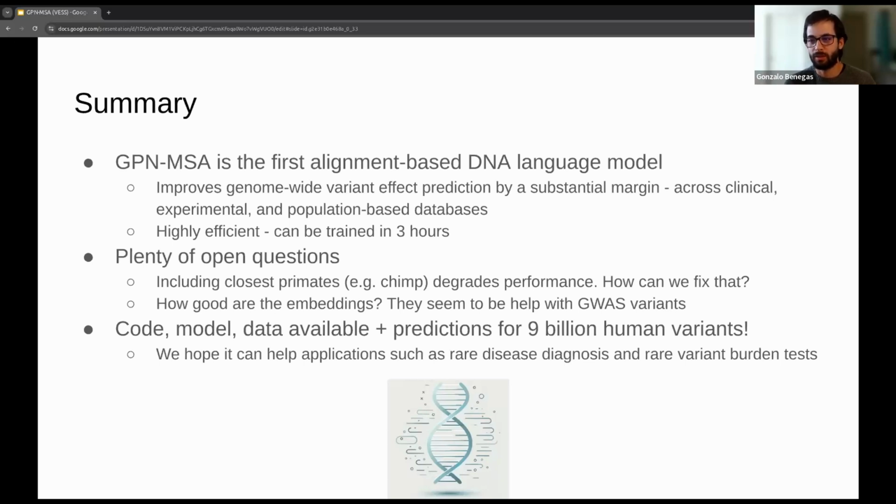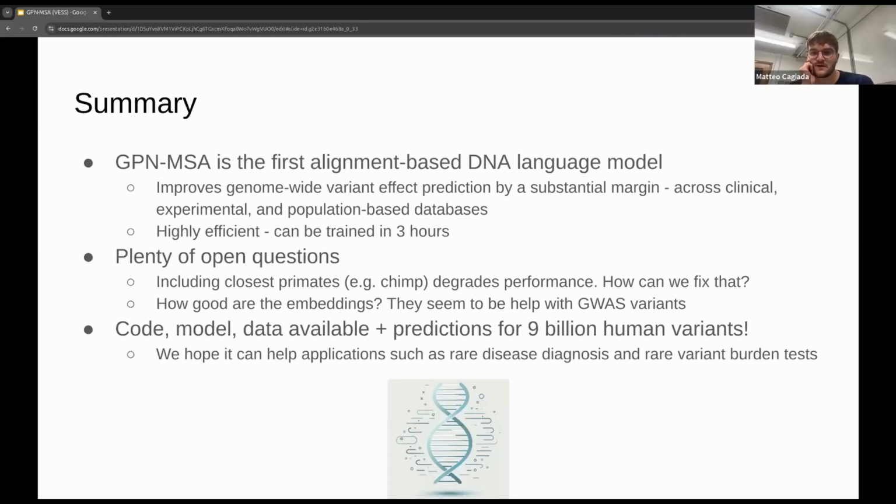Also, I wanted to mention that for non-coding regions, you usually don't align beyond mammals, except for some super conserved enhancers. Usually you cannot get too far with alignment. So I think that is one limitation of this approach.